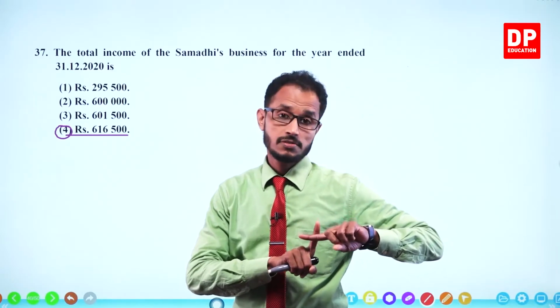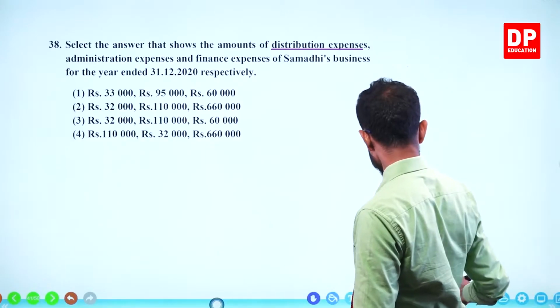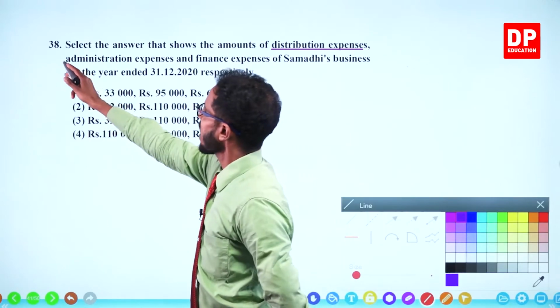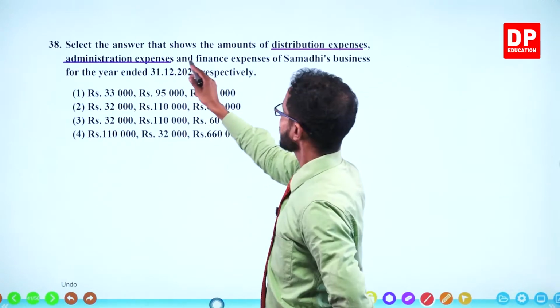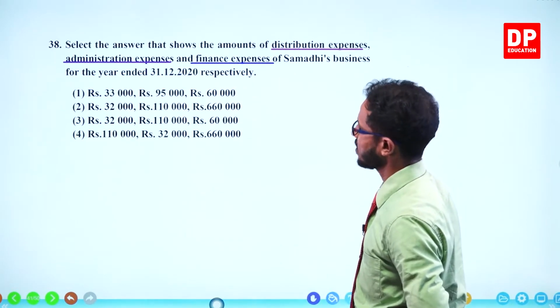38. Select the answer that shows the amounts of distribution expenses, administration expenses, and finance expenses. 3 categories of expenses. Distribution, administration, then finance, of Samadhi's business for the year ended.